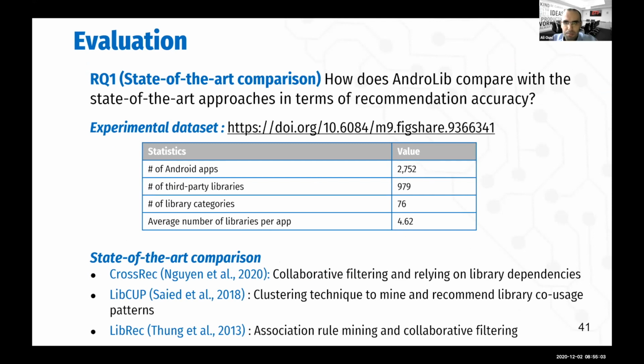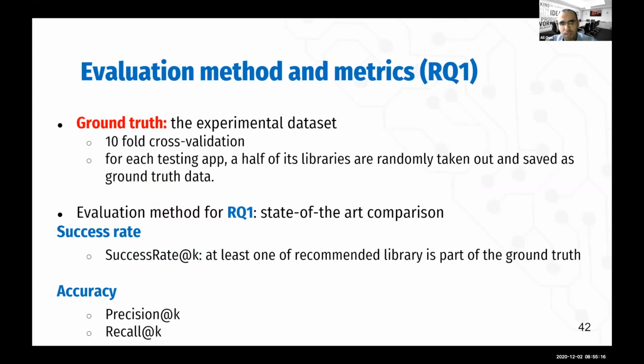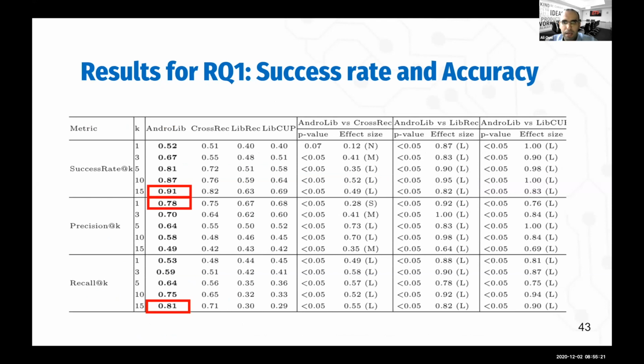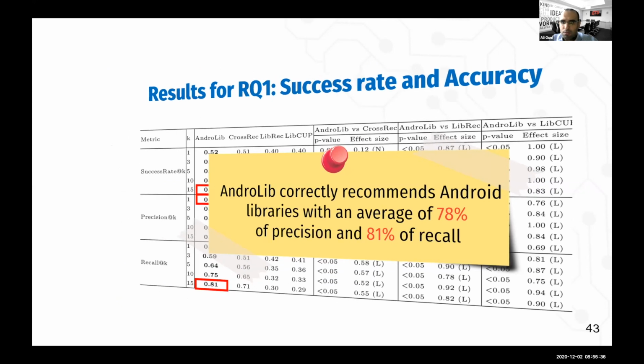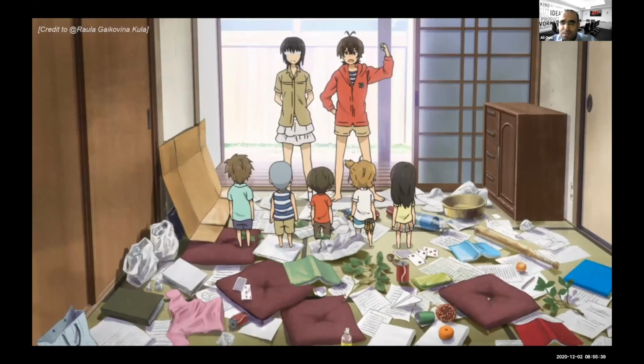So to evaluate our approach, we considered here a data set that consists of over 2,700 apps with over 900 libraries. And we compared our approach with existing techniques. So we found that we can have a precision of 78% and a recall of 81% in recommending relevant libraries. So we can find our outstanding library.